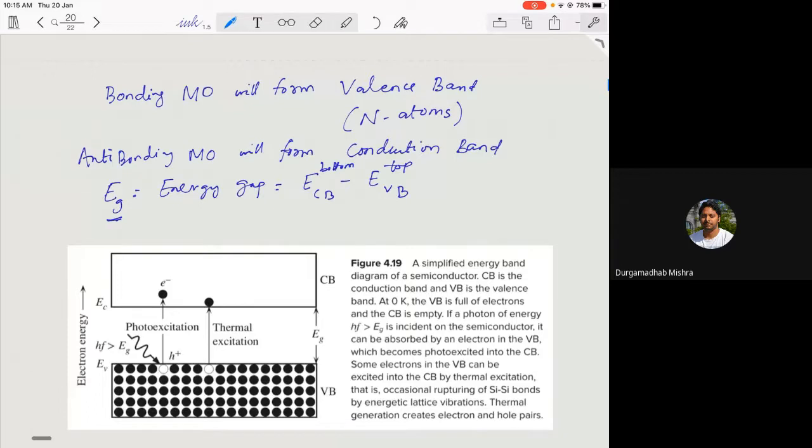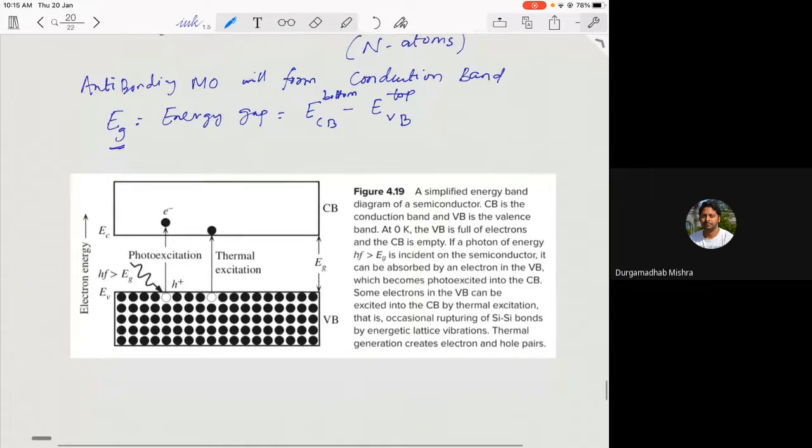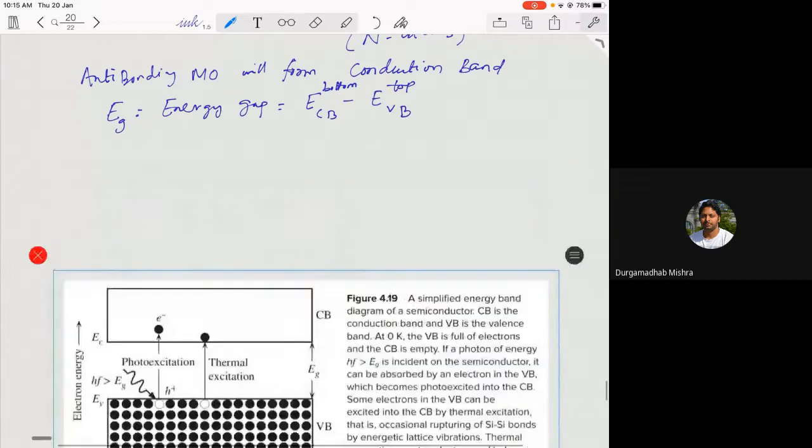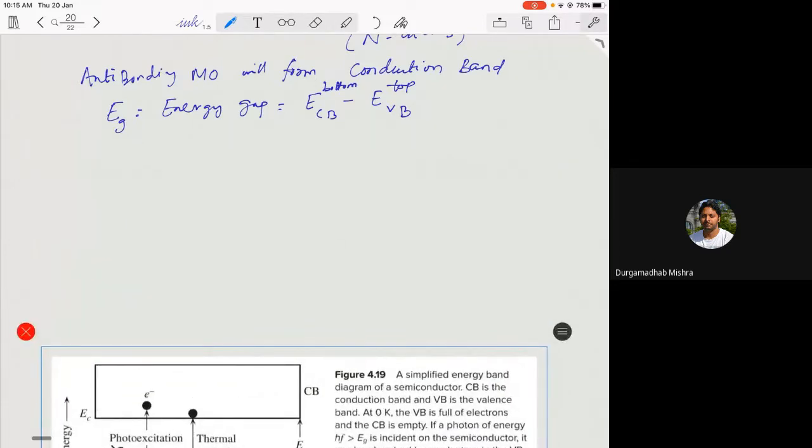Either the energy will be up to EV, and if it goes to the conduction band, it will have an energy of EC. So there cannot be any energy state within that. Okay, so before going further, I want to also discuss a few things.